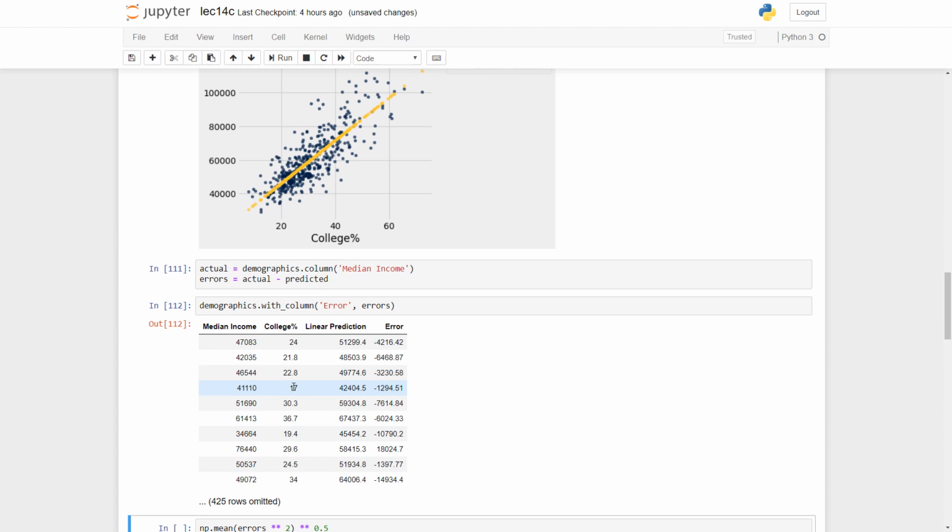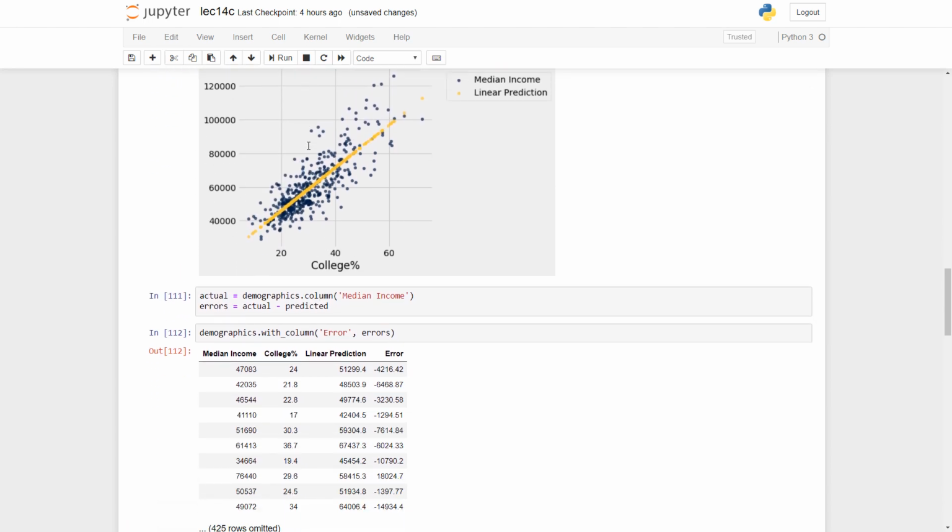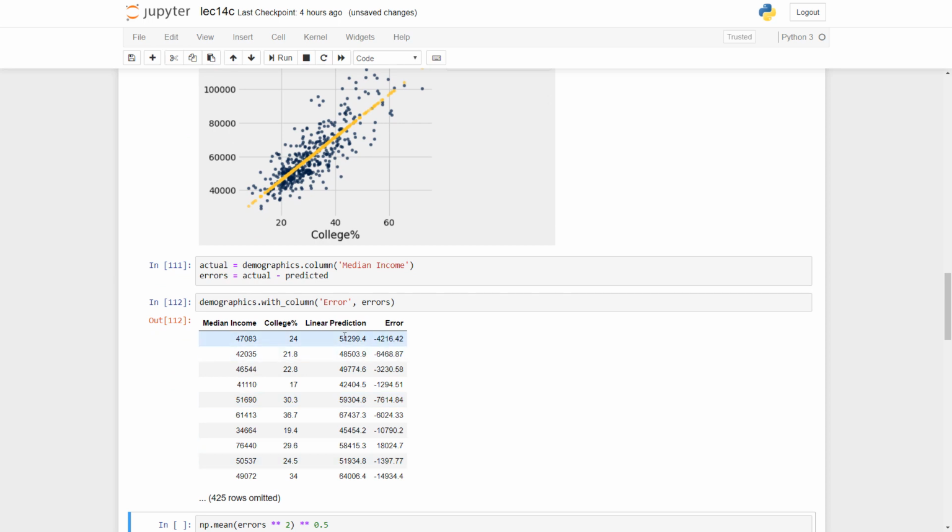So now we will see the median income, the college percentage, the linear prediction, which is predicted using the fitted values function, and the error that we just computed, which is the difference between the median income and the predicted value of the income. As you see here, some of them are negative, some are positive. Actually, there's only one positive here and many negatives, which means that probably in the very first rows, these values are under the line, and that's why we are seeing negative values here. Okay, because we subtract the predicted values from the actual values.